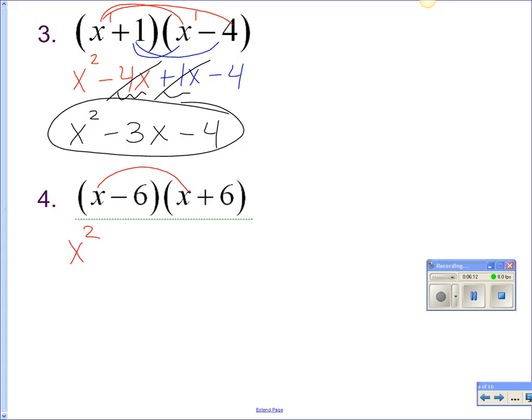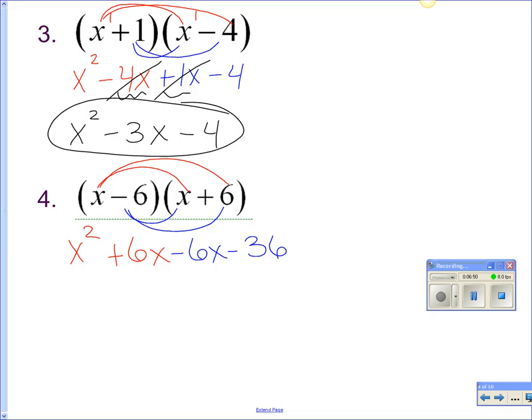Summer, what do I multiply x by next? Which gives me what? Positive 6x. All right, Andrew, help me with the bottom lobster claw. Very good. Negative 6 times x is negative 6x. This first step is multiplying. So now, Abby, I have to do negative 6 times positive 6. What's that? Negative 36. So the first step is multiplying using your lobster claw.